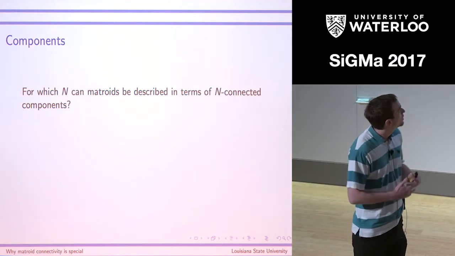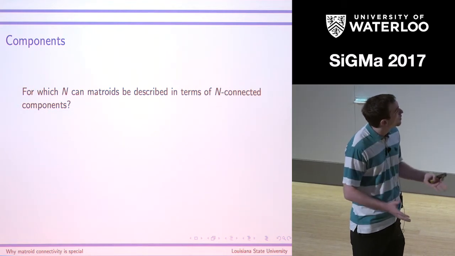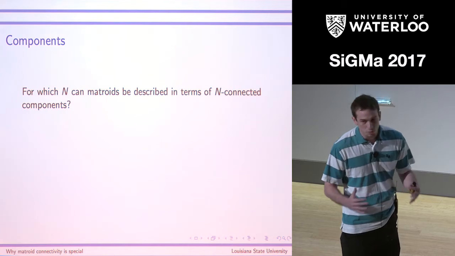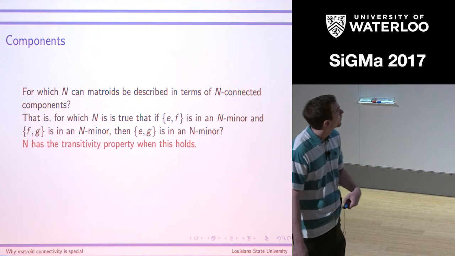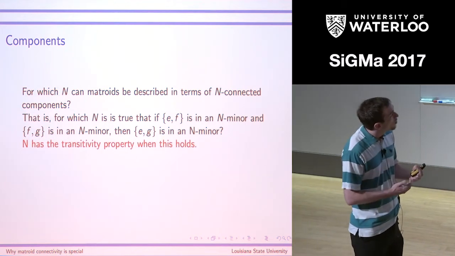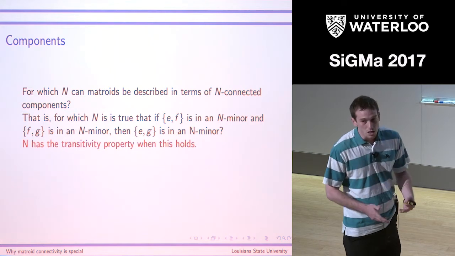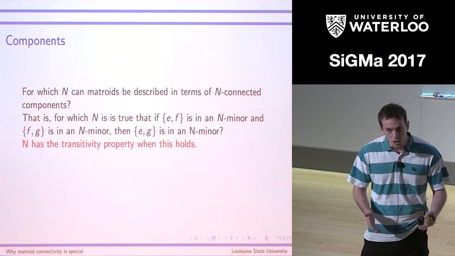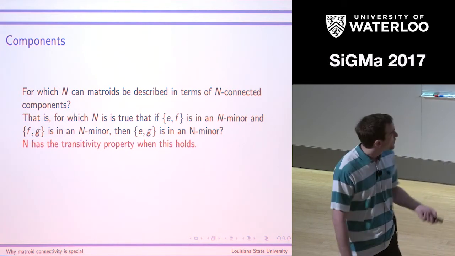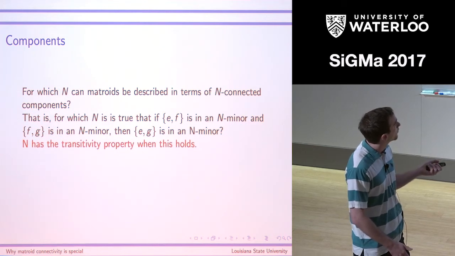First, I want to talk about the components. Another way of saying we can partition the ground set into components is to say, well, if we have an N minor using E, F and an N minor using F, G, then there's also an N minor using E, G. When this happens, we say that the matroid has the transitivity property.